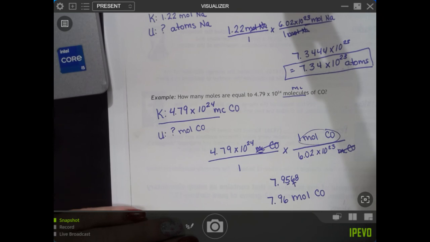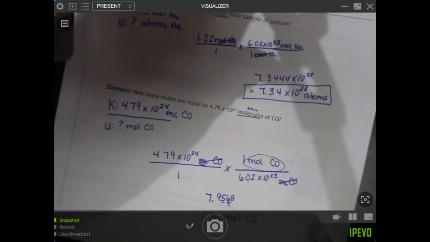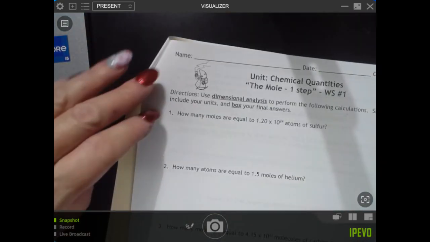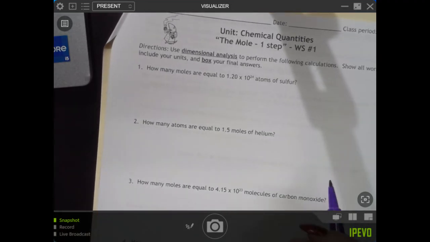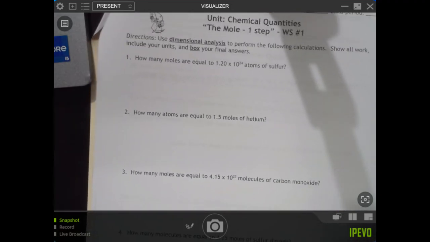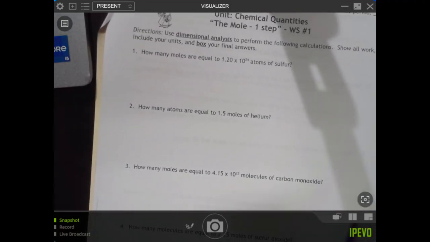Now here's something else. If you think about it, a mole is 6.02 times 10 to the 23rd particles. You would never have 6.02 times 10 to the 23rd moles, because that would be a really, really, really big number. So that is how you should go about doing these calculations.